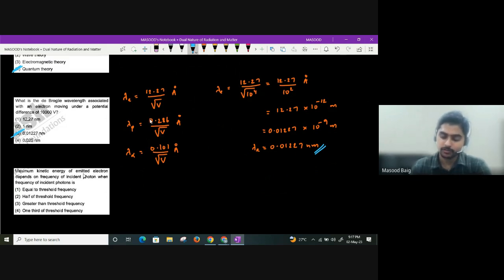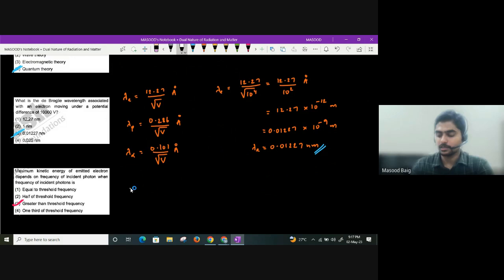Maximum kinetic energy of emitted electrons depends on frequency of incident light. When the frequency of incident photons is, what they are saying, maximum kinetic energy depends on frequency of incident photon. Okay, obviously when frequency of incident photons is equal to threshold frequency, half of threshold frequency, greater than threshold, when will it depend? Basically when photoelectric effect is taking place. So it should definitely be greater than threshold frequency, guys.